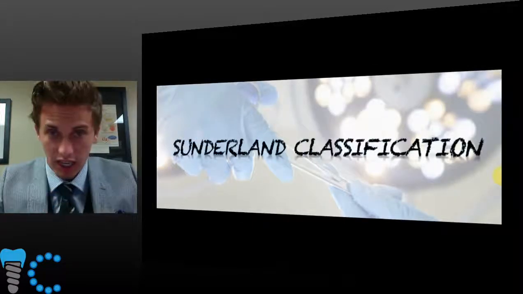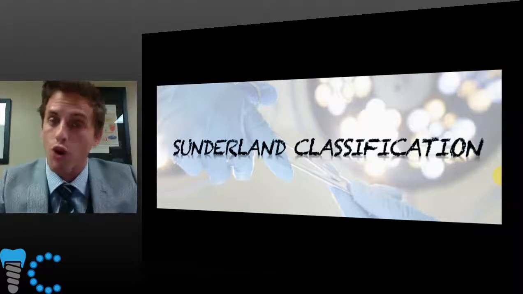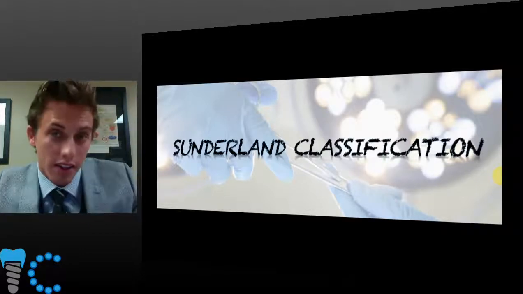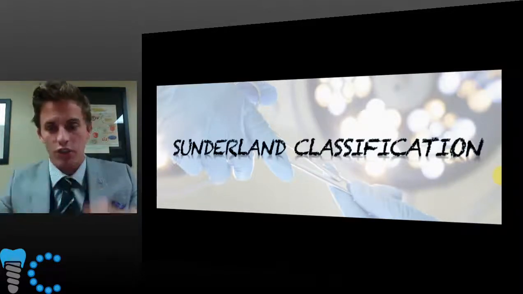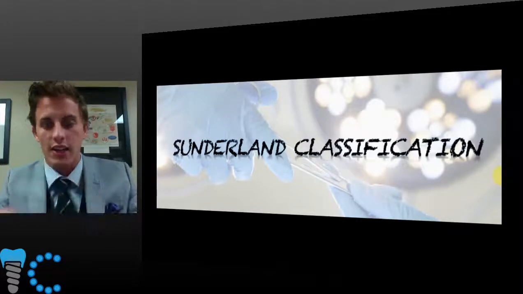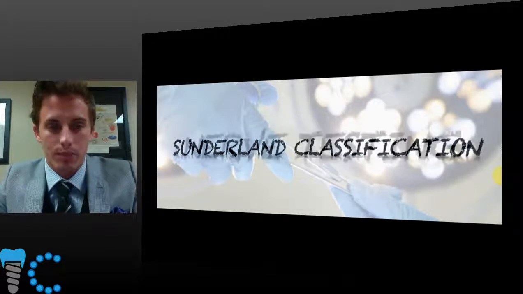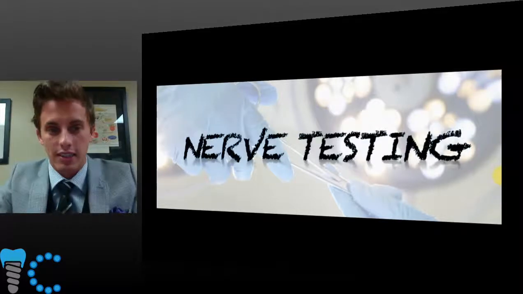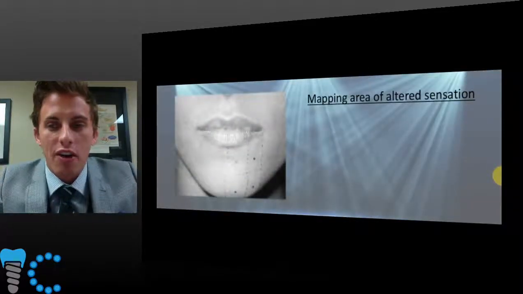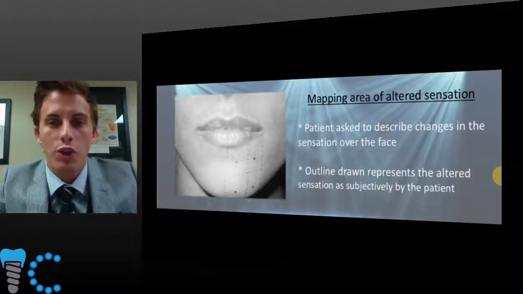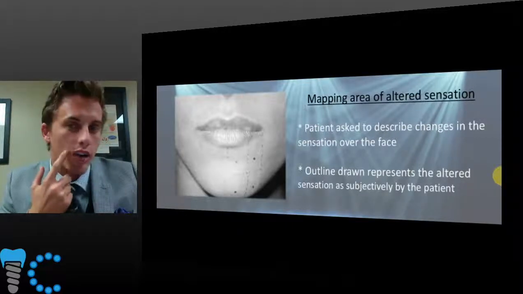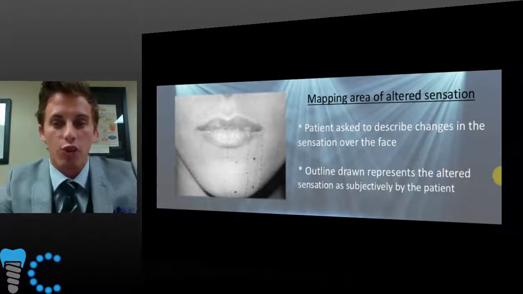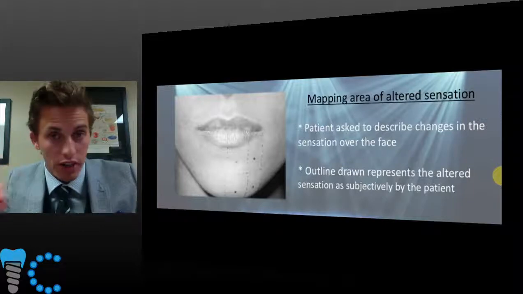Another classification system that we use is called the Sunderland classification. This is more complex. I will not go into this. So Seddon and Sunderland classifications. Seddon classification is the most important that we use. Nerve testing: mapping the area of altered sensation. So what we do is we basically map or draw a diagram on the patient's face of where the altered sensation is.